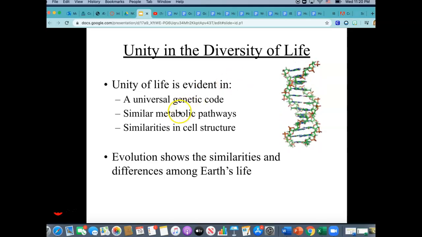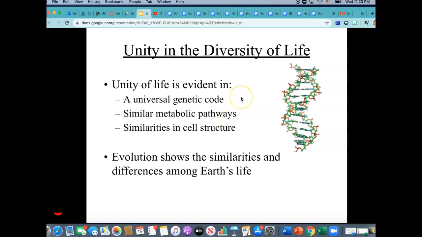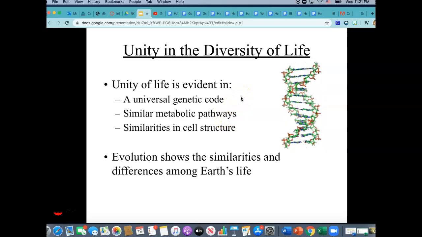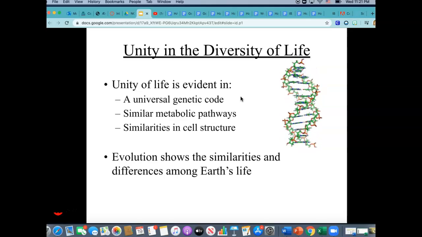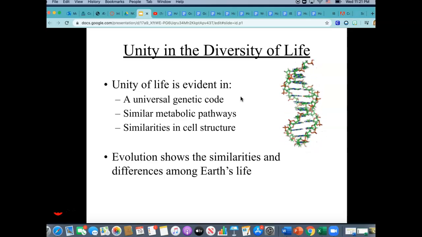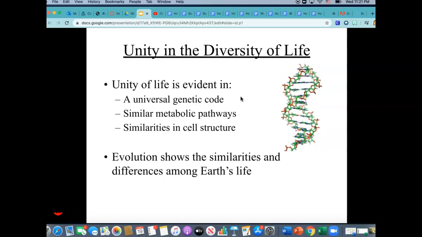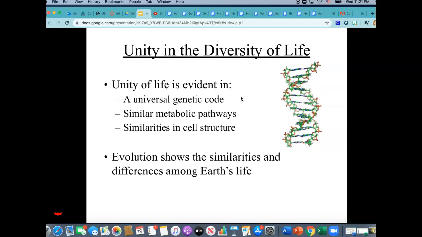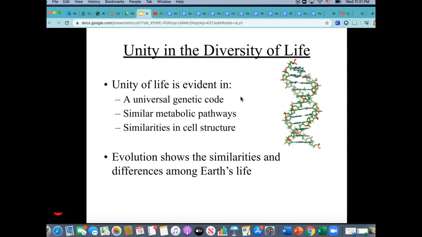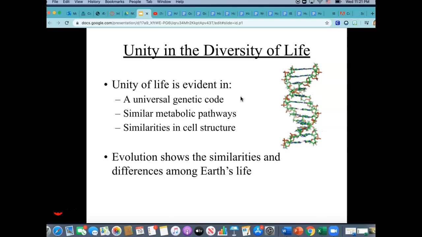and things like that. Similar metabolic pathways. So all organisms essentially perform cellular respiration. We have to have ways to break down the foods that we either take in or make if they photosynthesize and convert them into smaller packets of usable chemical energy called ATP. So all living organisms do that, but how they accomplish it is a little different.